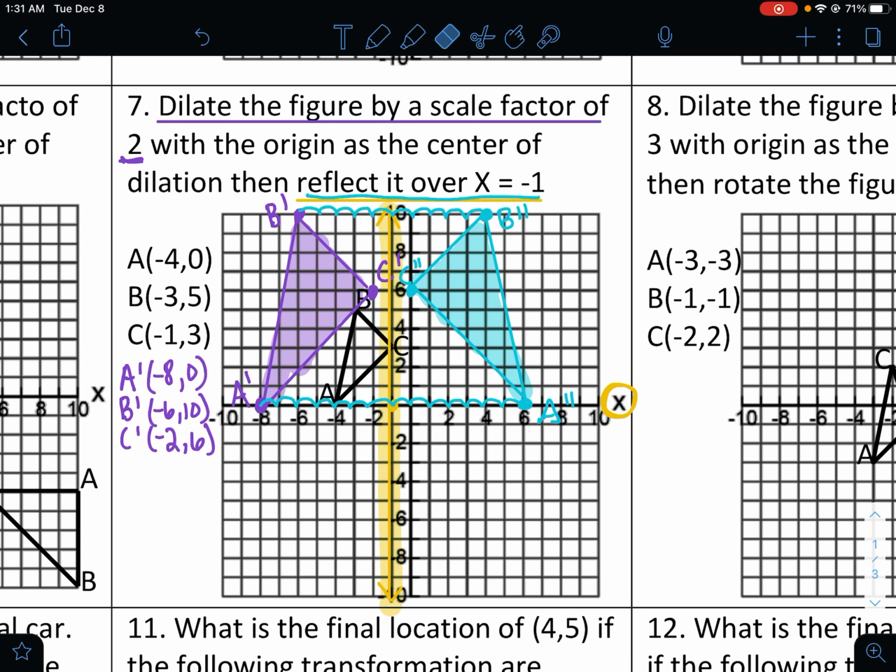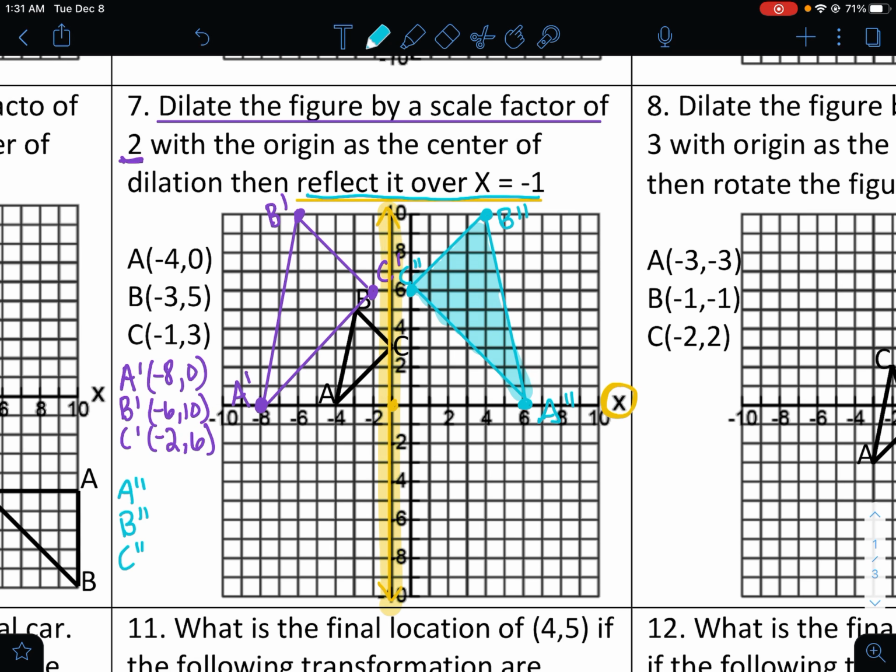Now I'm going to erase a few things. I'm going to erase the filler that I put on that triangle because that is not my final transformation, and I want to really highlight my final transformation so we know which one is the answer. So A double prime, B double prime, and C double prime.